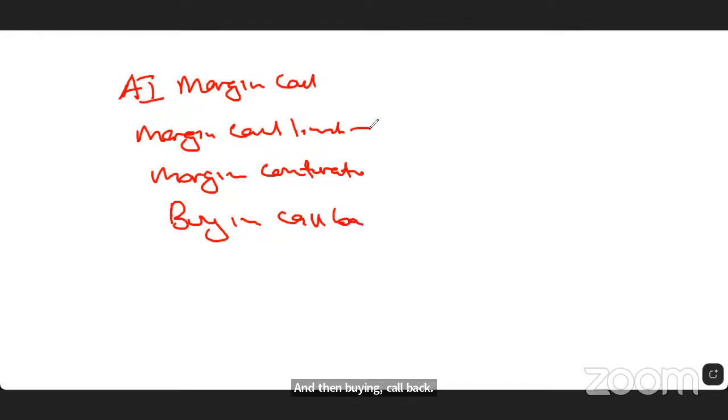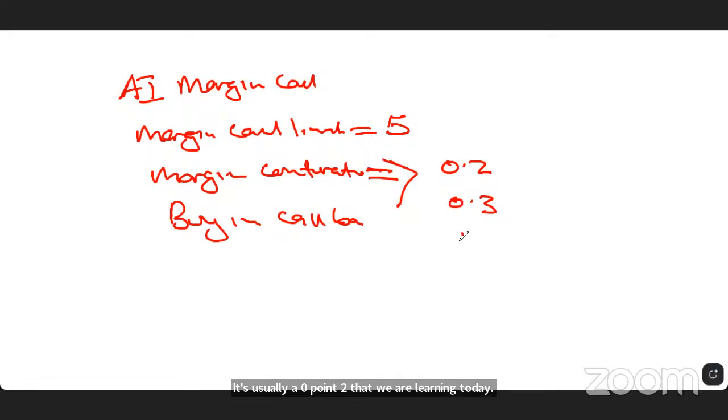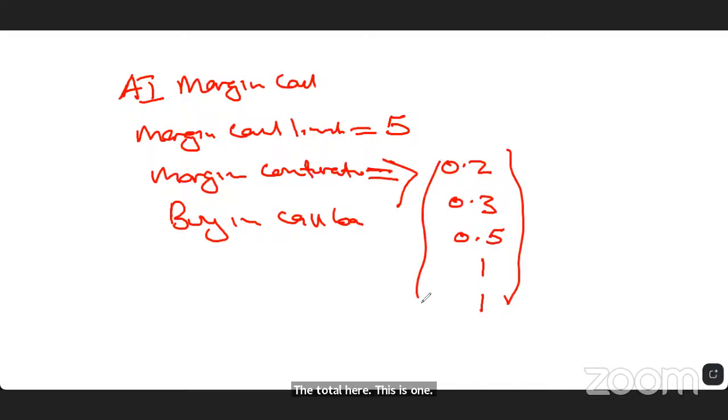Let's say my margin call limit is 5. On my margin configuration in this strategy, it's usually a 0.2 that we are learning today. It's a 0.3. It's a 0.5. It's a 1 and 1. The total here, this is 1. This is 2. The total drop here is 3%.